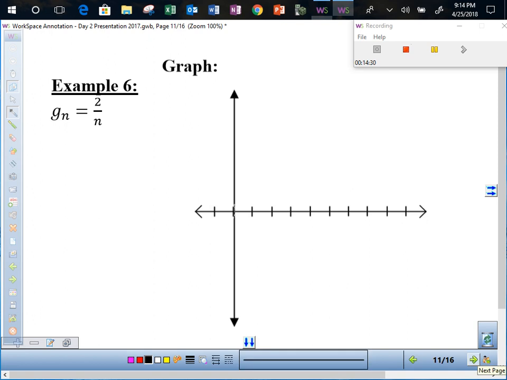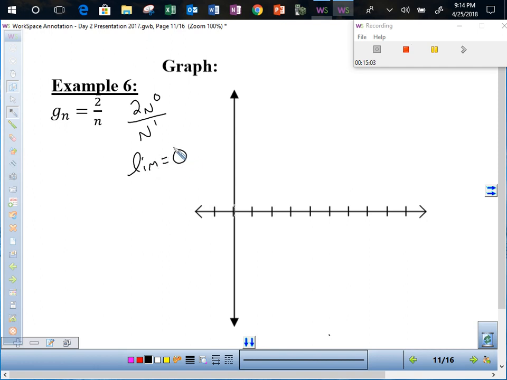Let's look at number 6. The limit of g sub n as 2 over n. Well, we can pick some points, but I'm going to throw this out. Look at where your highest power is. In the top, since there's no n, it's really n to the 0. In the bottom, it's n to the first. Since my highest power is in the denominator, this is going to have a limit of 0.